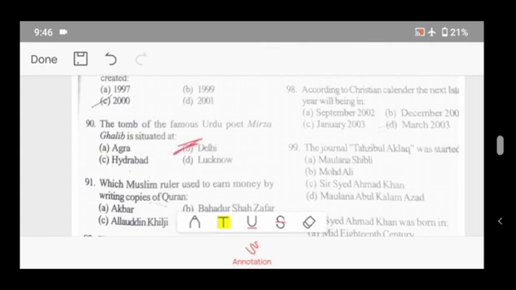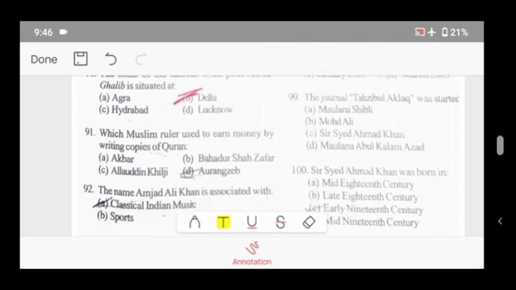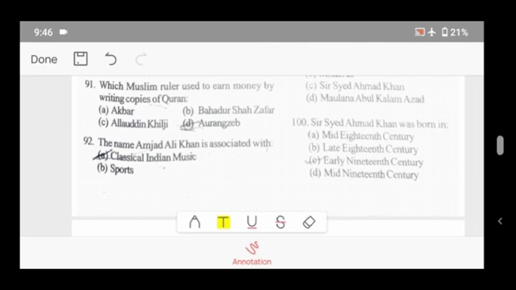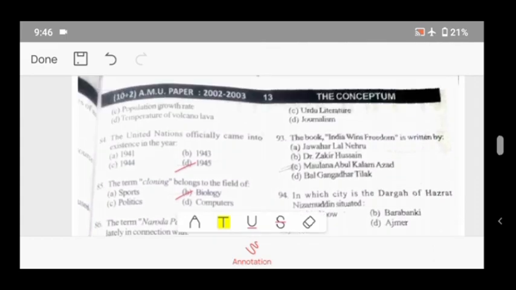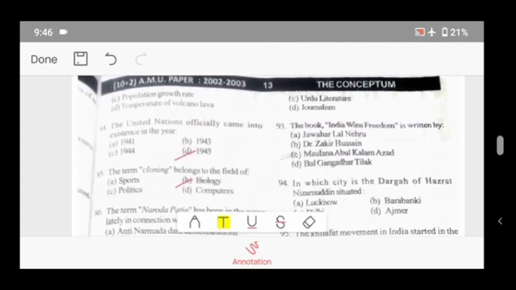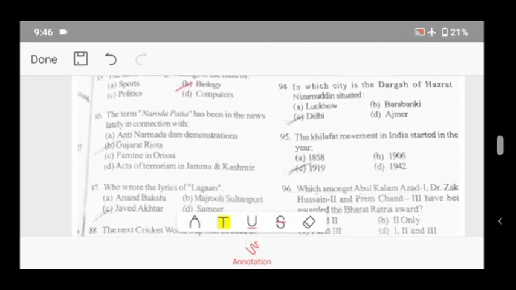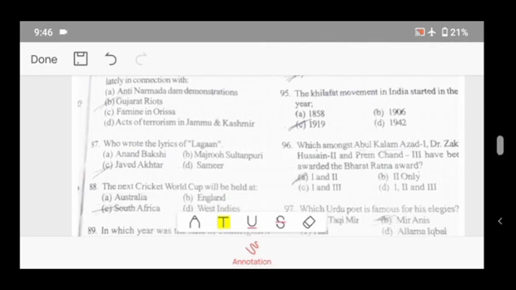Okay, which Muslim ruler used to earn money by writing copies of the Quran? Aurangzeb. The name of Amjad Ali Khan is related with classical Indian music. Then the book India Wins Freedom is written by Maulana Abul Kalam Azad. Is the Dargah of Hazrat Razaddin situated in Delhi? The Khilafat movement you have studied in history, so you will know it easily. So the answer is C. Abul Kalam Azad first, Dr. Zakir Hussain second and Premchand third has been awarded the Bharat Natyam Award. So the answer will be A.